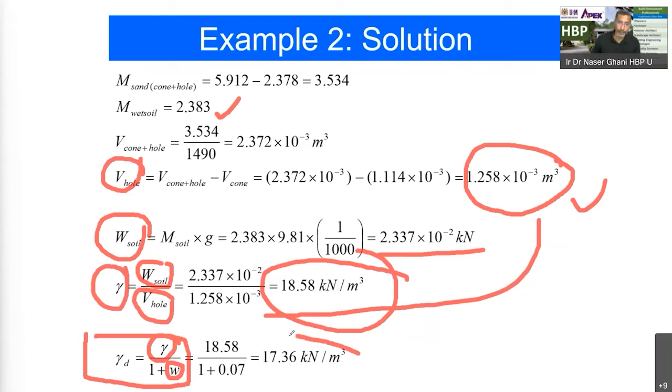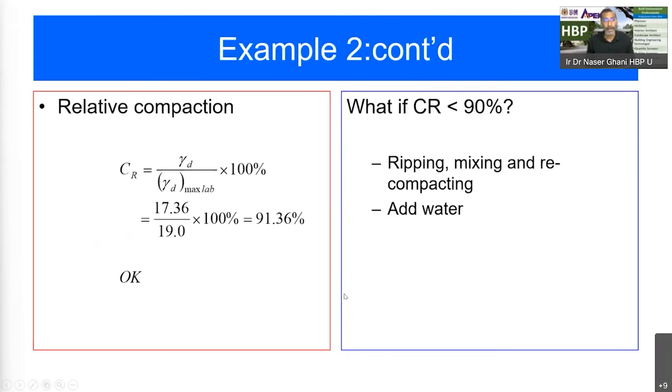Now you will get your compaction dry density on site, which is 17.36. Now this one needs to be benchmarked against the Proctor result in the lab. Now the Proctor result, just now remember, it was 19.